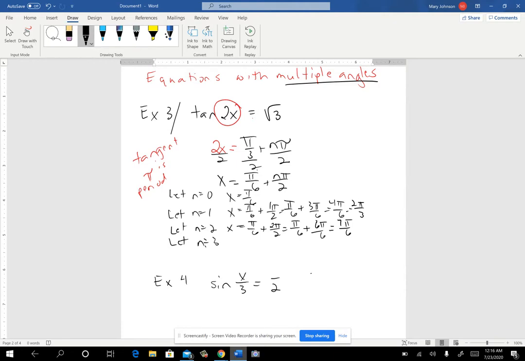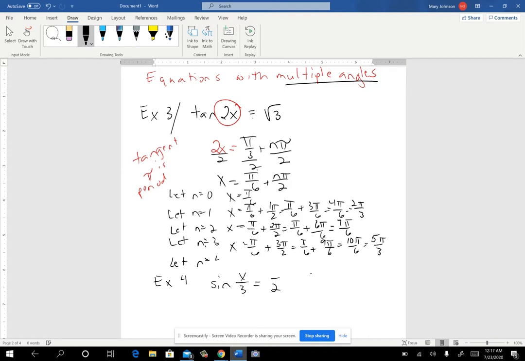All right, so if n equals 3, we'll have x equals pi over 6 plus 3 pi over 2, which equals pi over 6 plus, I'm trying to get a denominator of 6, so that's 9 pi over 6, which gives me 10 pi over 6, and that reduces to be 5 pi over 3.